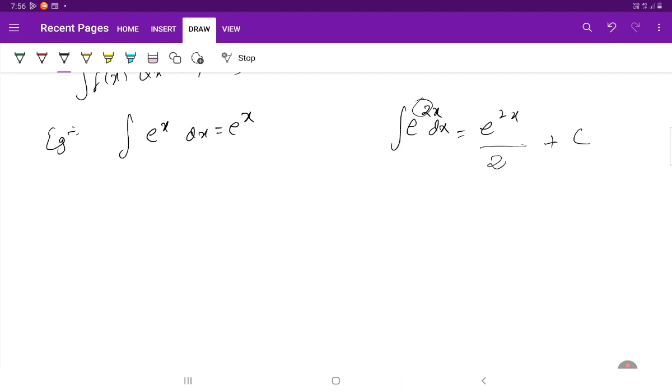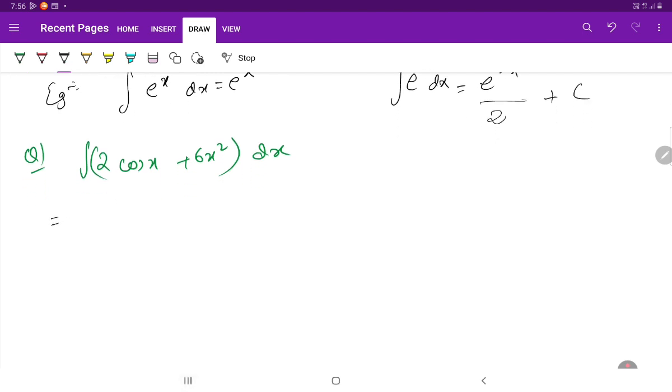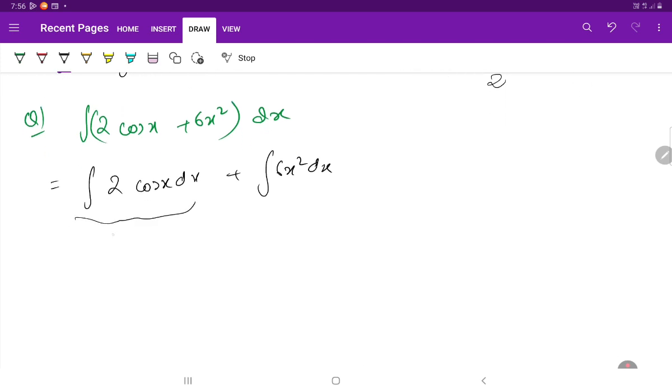Before coming to some more formulas, let us take a question. Find integration of 2 cos x plus 6x square with respect to dx. How to do it? Just separate the functions: integral of 2 cos x dx plus integral of 6x square dx. This comes out to be 2 sin x plus 6x cube by 3, which simplifies to 2x cube. So you'll get the answer 2 into sin x plus x cube, plus c.